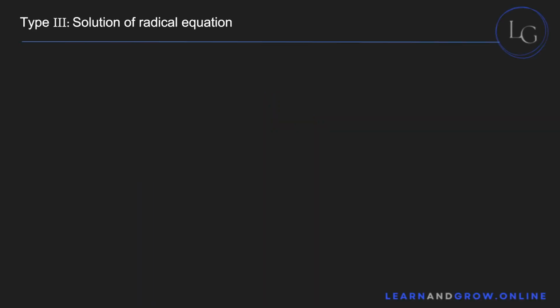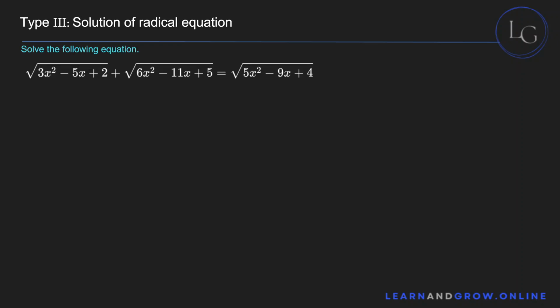Now, let's discuss the third type of radical equation. In the second type of radical equation, you had radical terms on both sides of the equation. And in the radical signs, you had linear terms. So one basically variable term and one constant term.